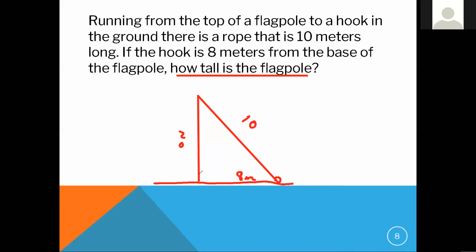On the right side. It's 8. Not with the 8. What makes the corner?